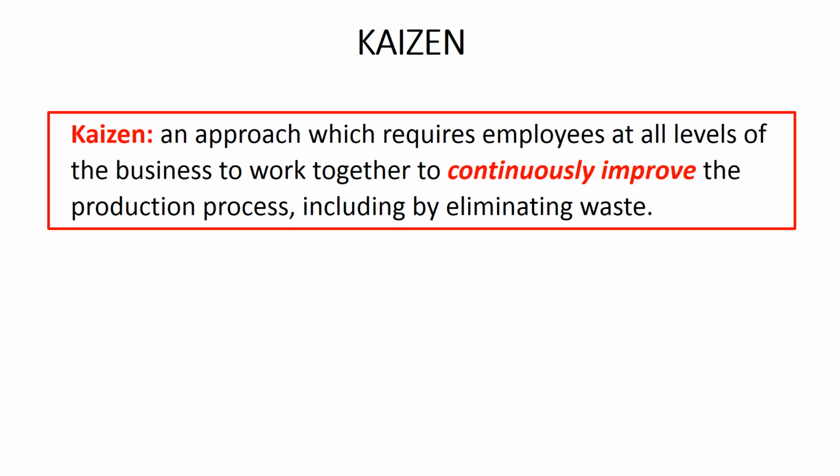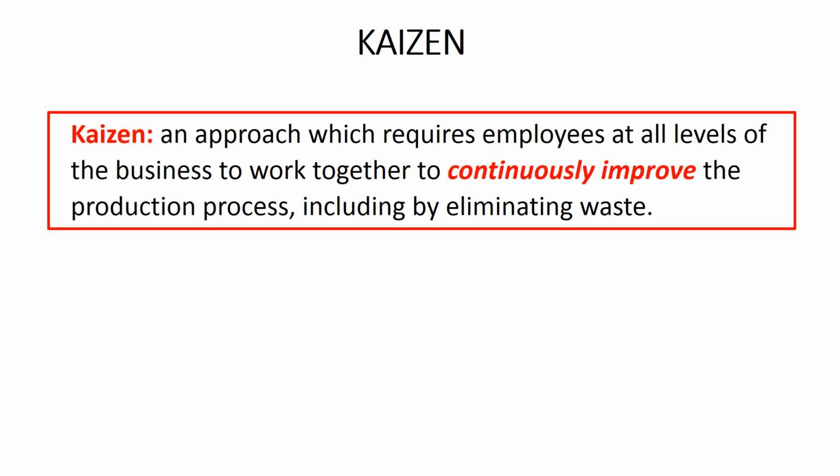So far, we've looked at what lean management is. In the remainder of this video, we're going to look at 2 specific waste minimization strategies which incorporate the principles of lean management. These are Kaizen and TIMWOOD. Kaizen is an approach which requires employees at all levels of the business to work together to continuously improve the production process, including by eliminating waste.